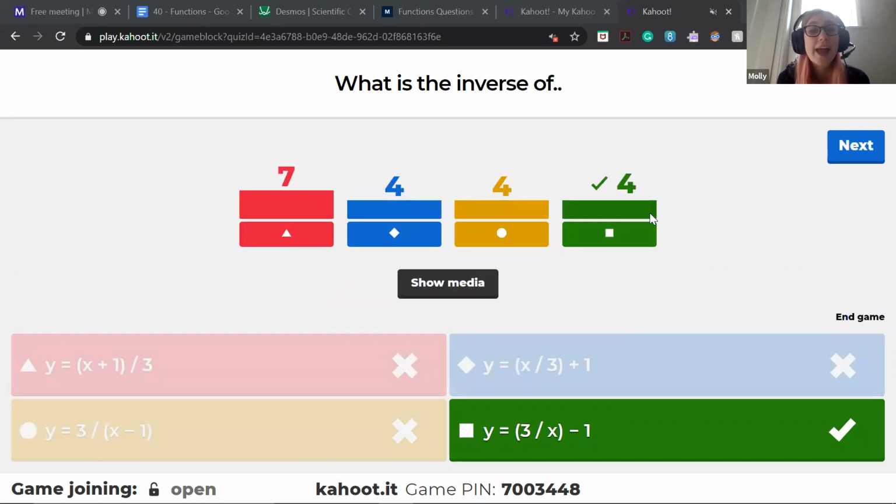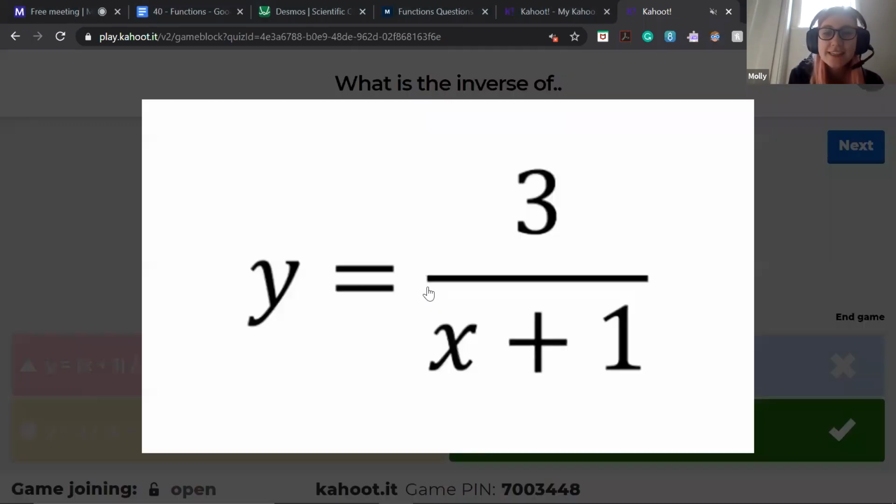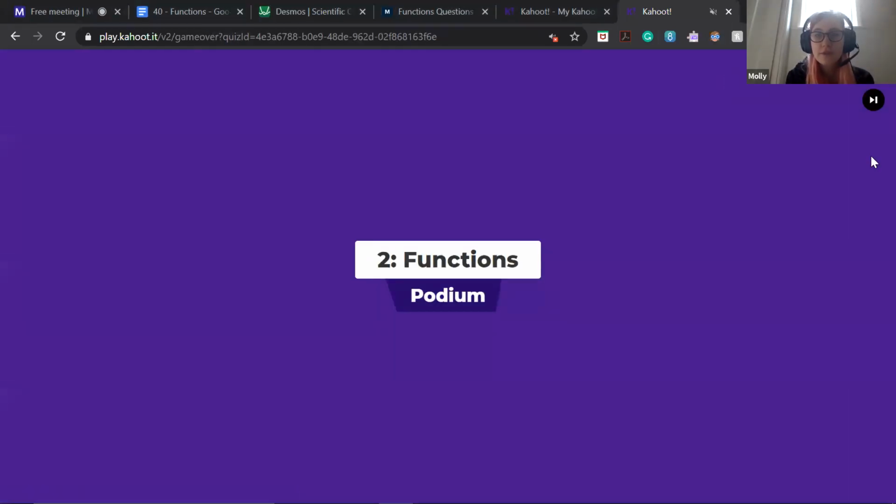Oh, brilliant. Okay, a tricky one still, that one. So what we have to do for this is swap the y and the x, and rearrange. So we would multiply up by this, subtract the 1. This is a trickier one, but just have another look over the stuff for that one.